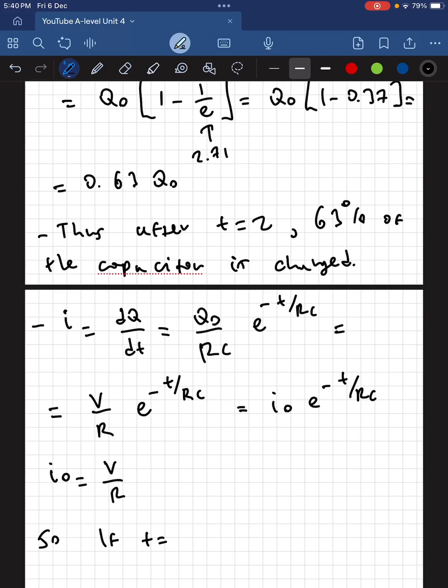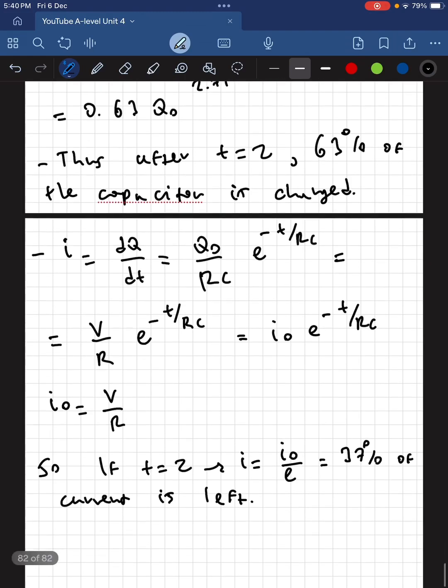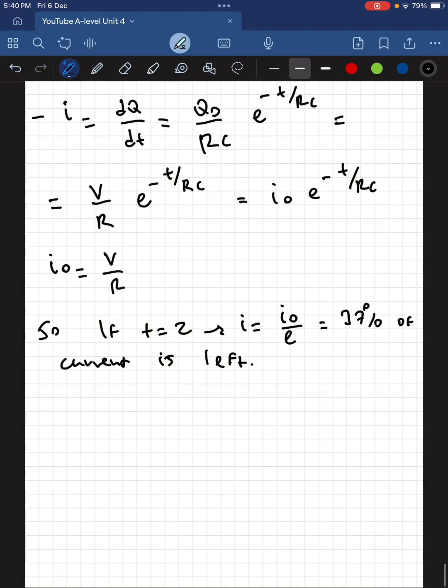So if t is equal to tau, I is I naught over e, so 37% of current is left. Okay, and the final quantity is voltage.